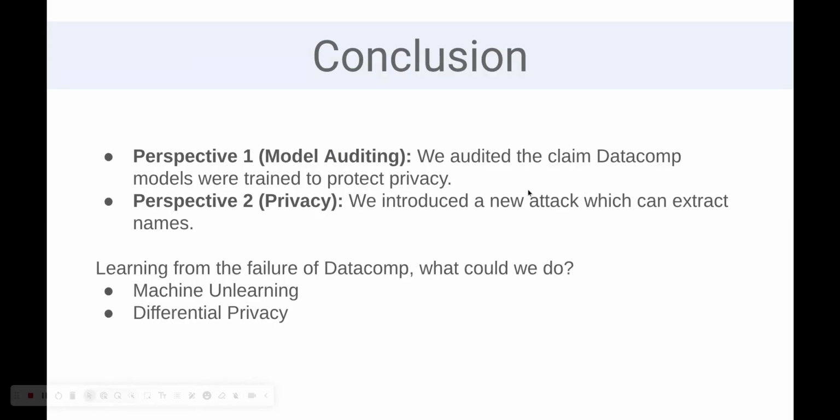So in this work, we looked at two perspectives. The first is an auditing perspective, where we showed one use case against a real model, DataComp. The second perspective was privacy. We introduced a new attack which can extract names which were previously unknown just using images. In the future, perhaps we can use machine learning to unlearn these names from the model or train from the get-go with differential privacy. Thank you.